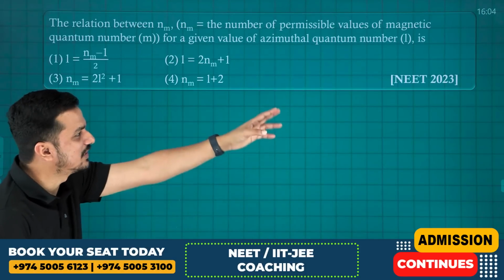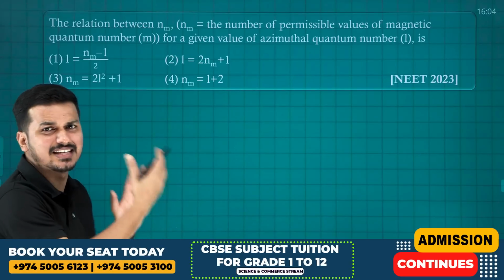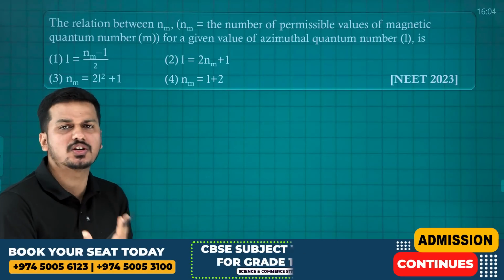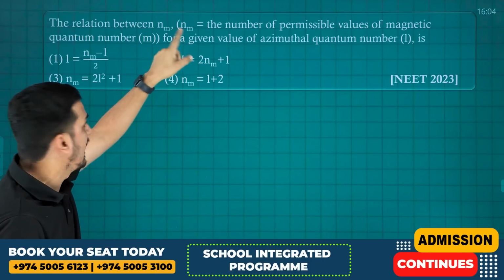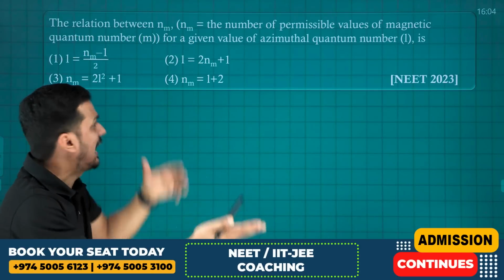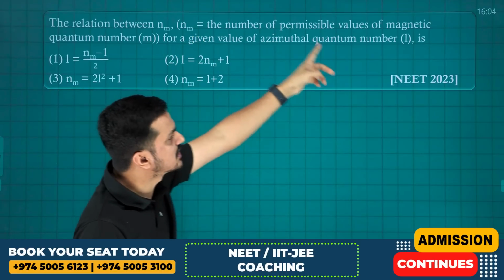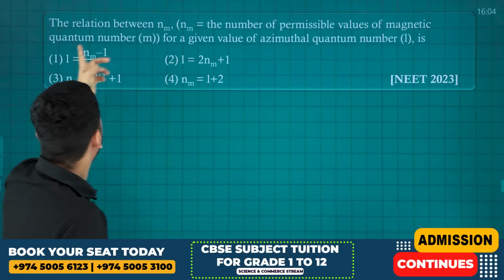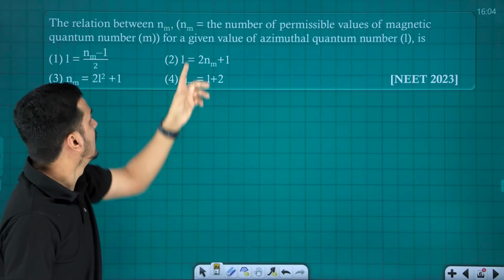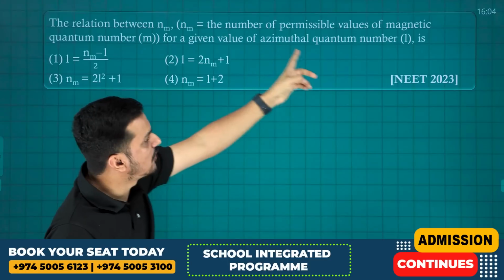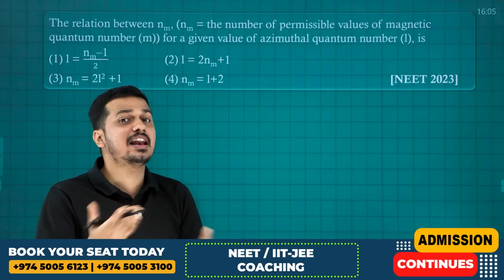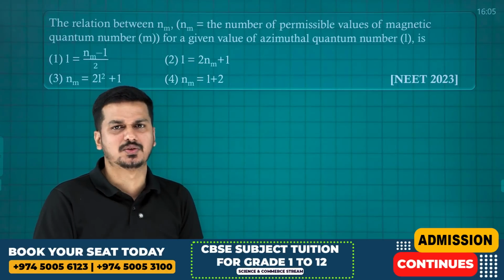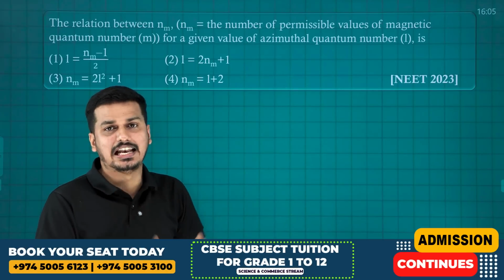This is also asked in 2023. This is an easy question; if you know the concepts, you can easily answer it. The relationship between Nm, they simply gave one number. Nm means the number of permissible values of the magnetic quantum number m for a given value of the azimuthal quantum number l. How are they related?